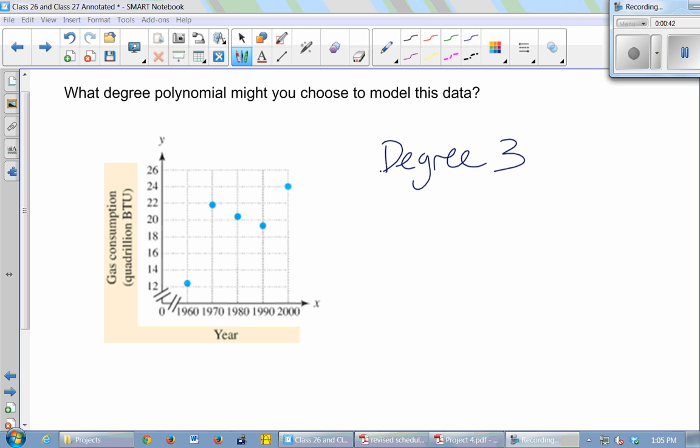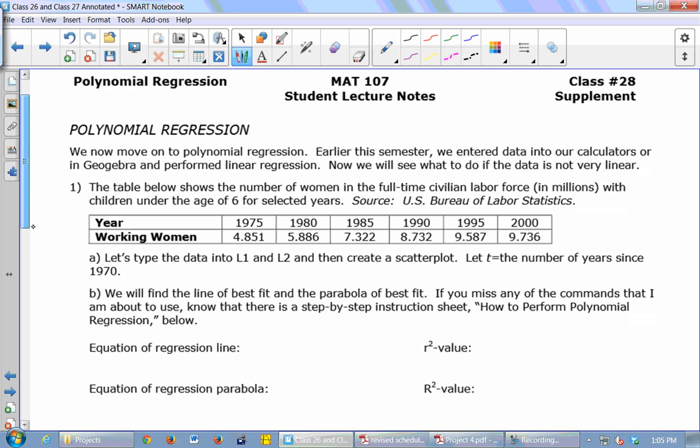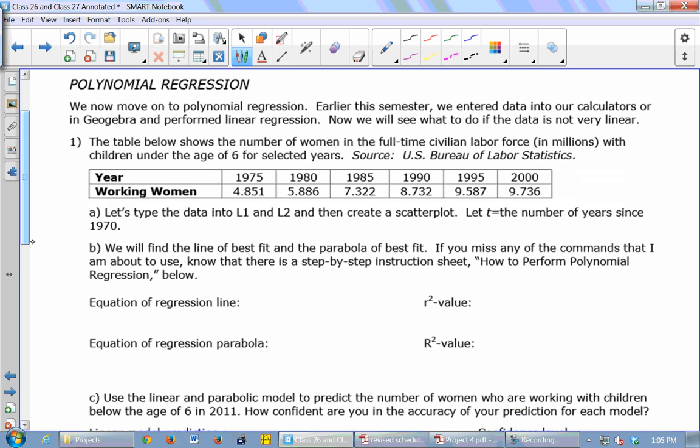So today's class is all about using polynomials to model data. We're going to talk about polynomial regression. So earlier this semester, we entered data into our calculators or GeoGebra and performed linear regression. We got the equation of the line of best fit. Now we're going to see what to do if the data is not very linear, if a line is not a good model.